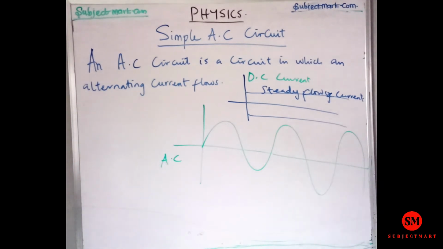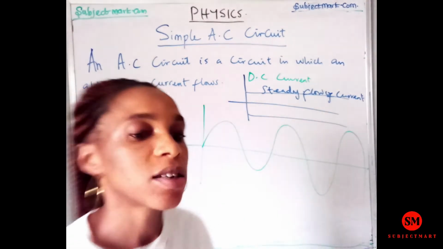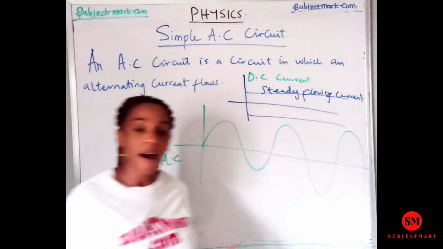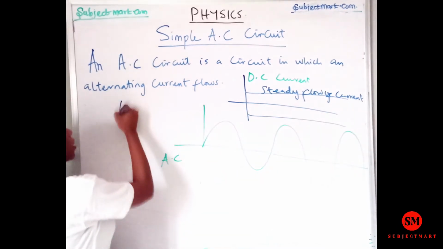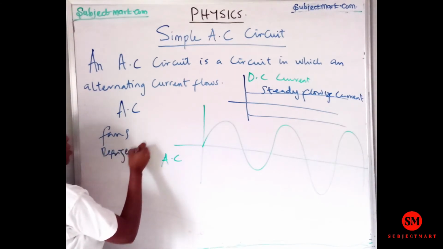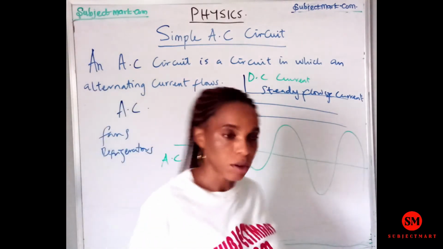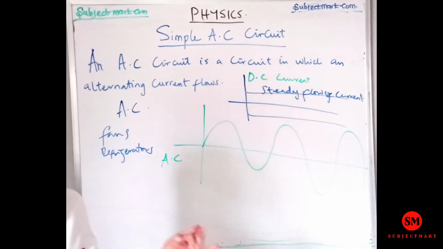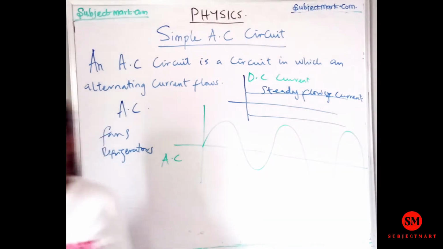AC current is what we make use of in our homes. Our socket in the house uses AC current. Our fans, our refrigerators also use AC current. While DC, on the other hand, we have our television, our phone chargers, our laptop chargers. They make use of direct current.